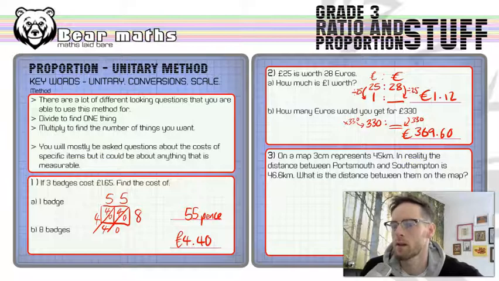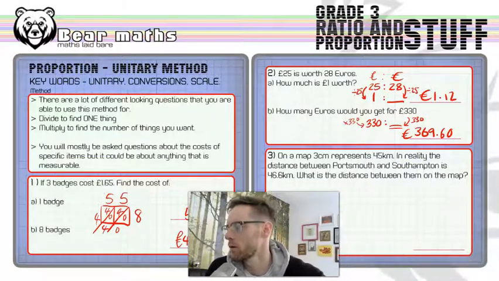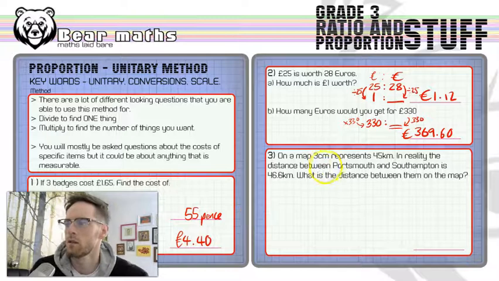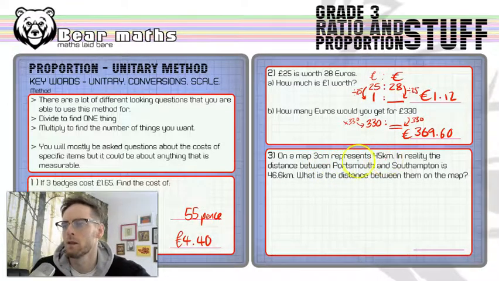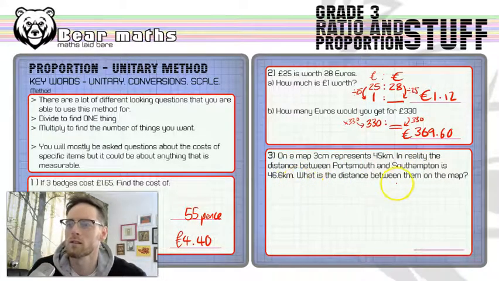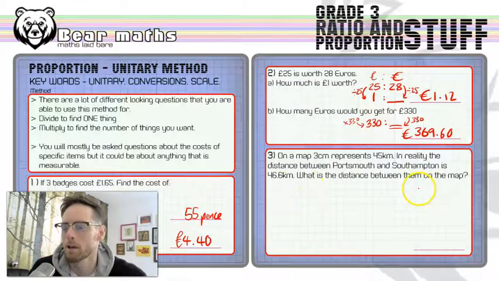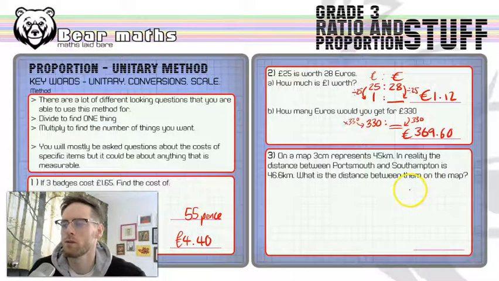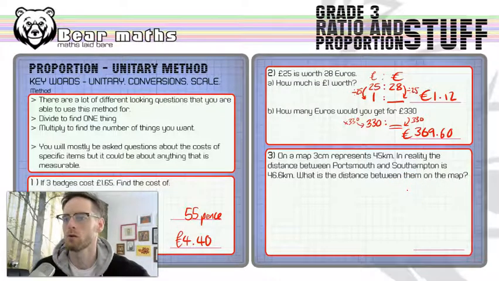Okay, all right, let's have a look at the third and final question for this one. So on a map, 3 centimeters represents 45 kilometers. So on the map, 3 of those centimeters is 45 kilometers in reality. In reality, the distance between Portsmouth and Southampton is 46.6 kilometers. What is the distance between them on the map? Okay, so most of the time you'd want to convert between the units, right? Here we don't want to do that because we want to know what the distance is between on the map.